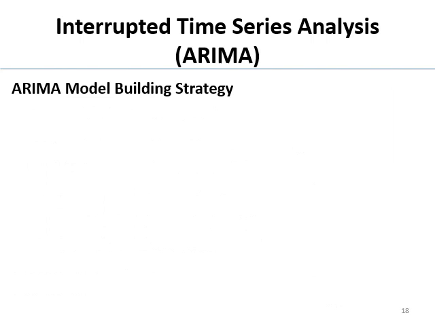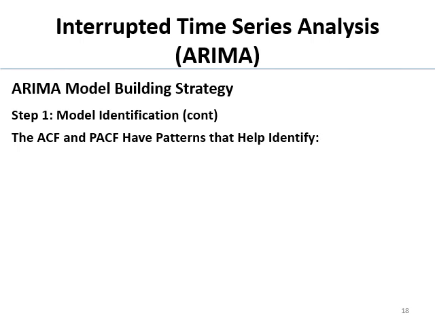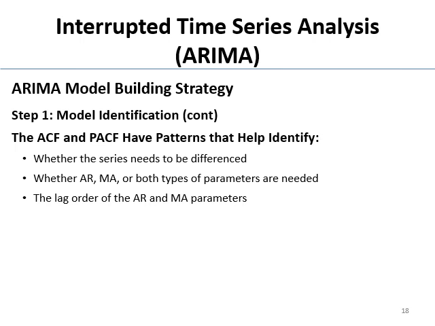So we're still on model identification, and looking at the ACF and the PACF, the autocorrelation function and the partial autocorrelation function, there are patterns in these that tell you what sort of PDQ model SPSS should be spitting out for you. It'll tell you if the series needs to be differenced, whether there are AR or moving average or both types of parameters, and also the lag order. Lag is just prior. So how many observations prior is today's observation, or the current observation, associated with? Is it one before? Is it 12 months before it? What is that correlation structure?